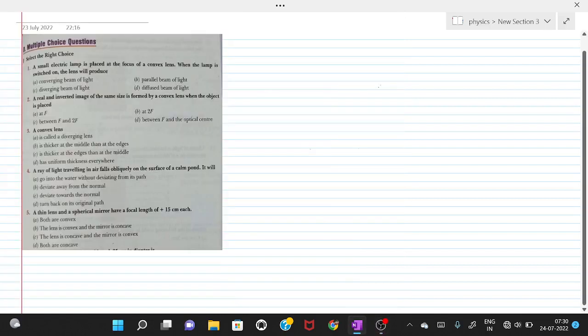Hello students, in this class we are going to discuss some of the most important objective questions from the point of view of CBSE exam. Okay, so let's see question number 1. A small electric lamp is placed at the focus of a convex lens. When the lamp is switched on, the lens will produce: converging beam of light, parallel beam of light, diverging beam of light, or diffused beam of light.